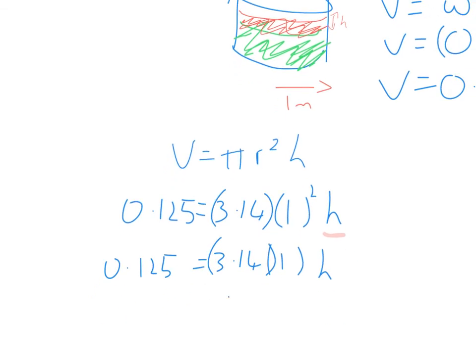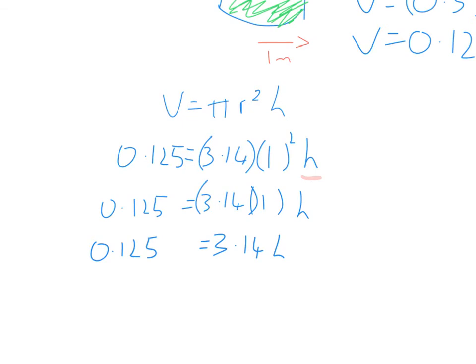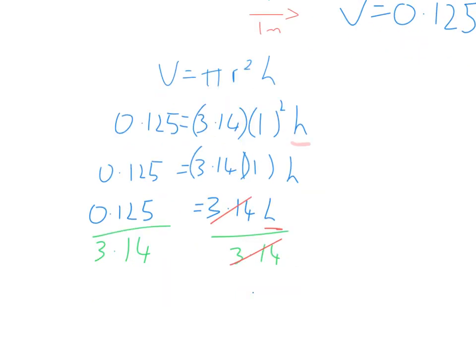3.14 times 1 will just give us 3.14. To get h by itself, we're going to divide that side by 3.14, which means we have to divide the left hand side by 3.14. They'll cancel on the right hand side, and we'll just be left with H, sorry. My H's have just started to look like L's over the course of this video.